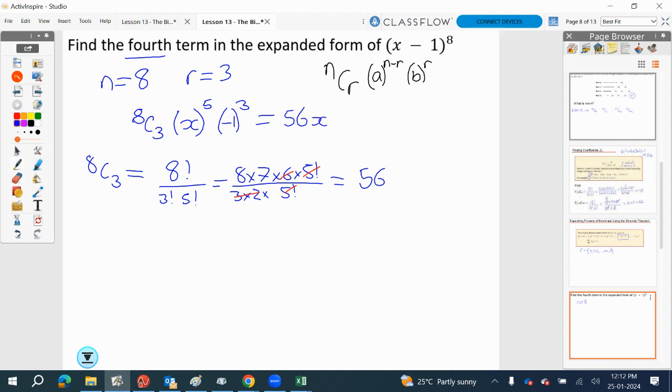And then we need x to the 5. What is minus 1 to the 3? So minus 56x to the 5. Because that's the formula: it's a to the power of n minus r, then b to the power of r.